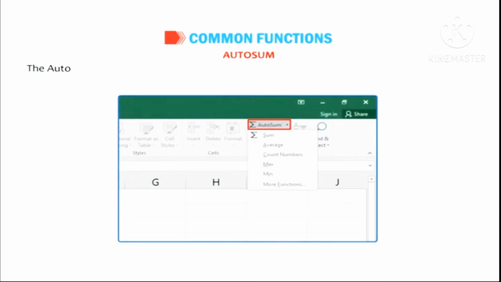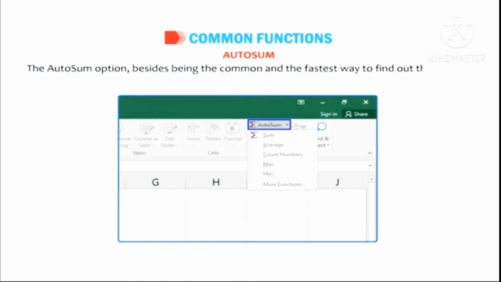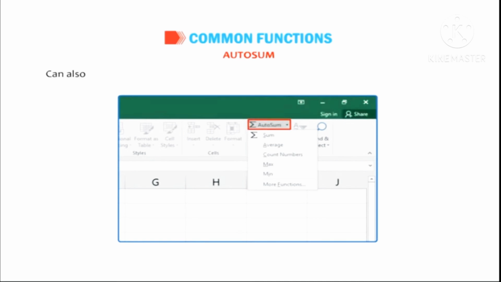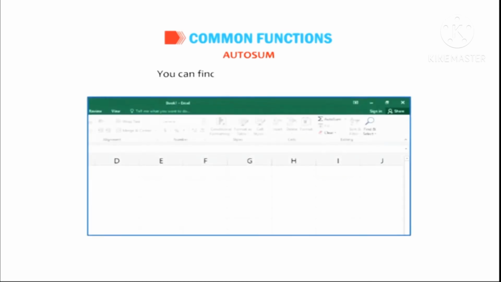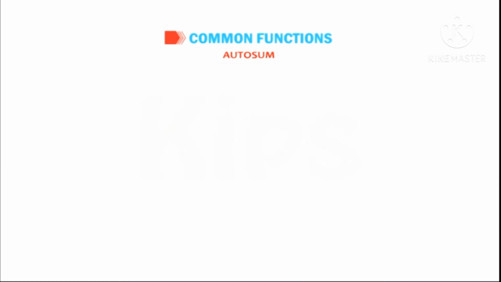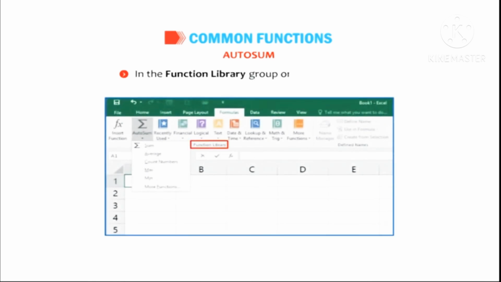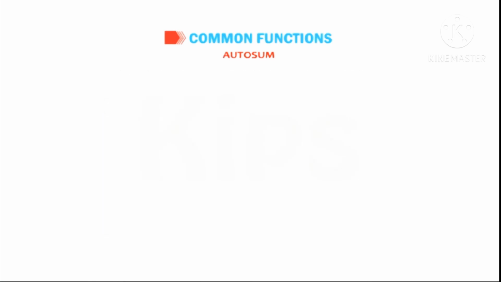Let's know about common functions. AutoSum is the common and fastest way to find the total of the given numbers in a range. It can also be used to carry out different functions like average, count, max, min, etc. You can find these options in two places: in the Editing group on the Home tab, and in the Function Library group on the Formulas tab.